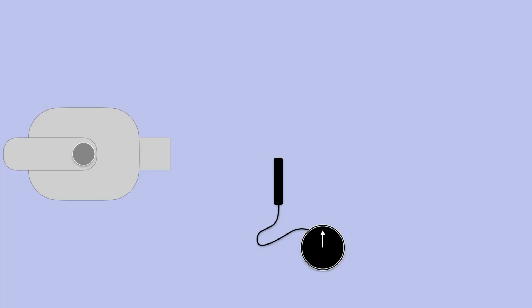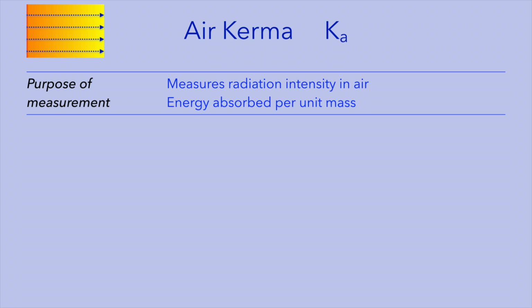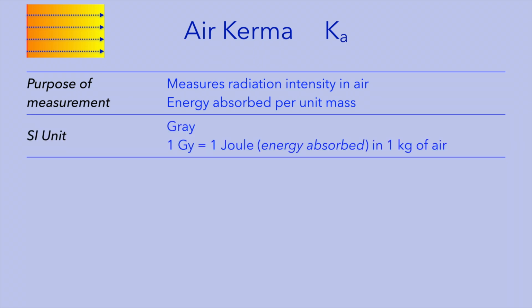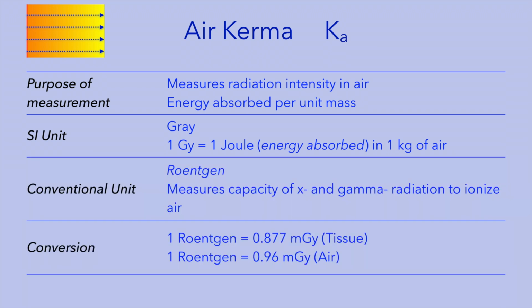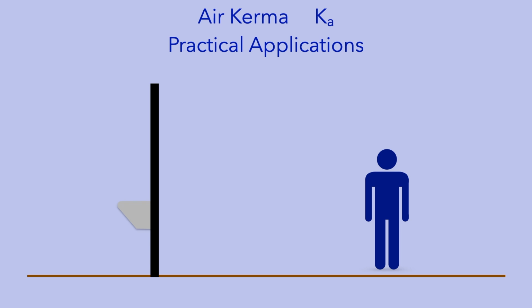Now let's consider the simplest of radiation measurements, which is the amount of radiation measured in air. This unit is called air kerma, which is an acronym for kinetic energy released in matter. Air kerma is a measure of radiation intensity in air and reflects the energy absorbed per unit mass. The SI unit for air kerma is gray, and the conventional unit is Röntgen. Now let's consider some practical applications of the air kerma unit.